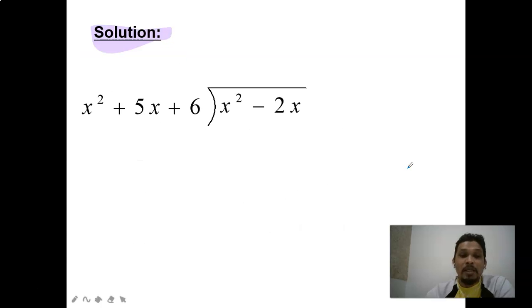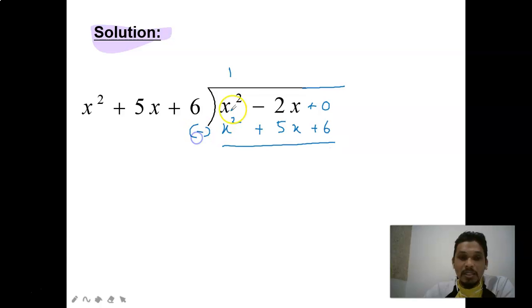Now, x squared minus 2x plus 0. So x squared divided by x squared equals 1. 1 times x squared equals x squared. 1 times 5x equals 5x. 1 times 6 equals 6.